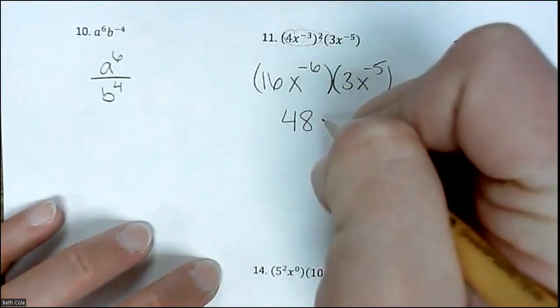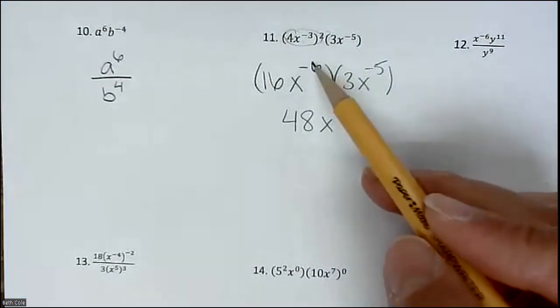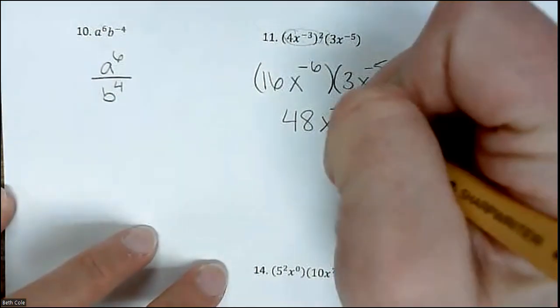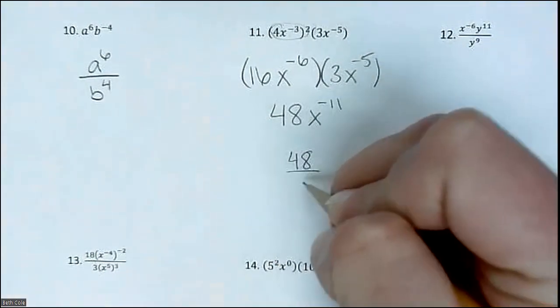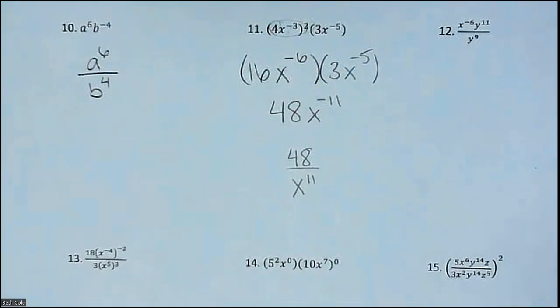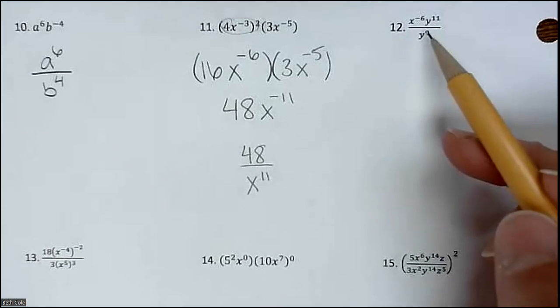When you multiply, what do you do to your exponents? Good, add. -6 and -5 is -11. Oh, and there's actually one more step because that's negative. Where does it have to go? On the bottom. So 48 over x to the 11th. The negatives switch sides. They switch sides, which is exactly what's going to happen in this.